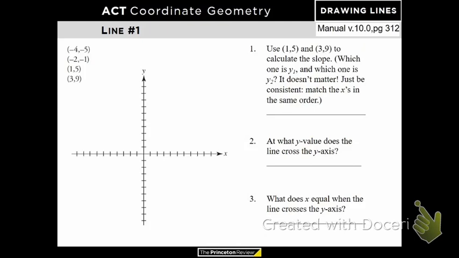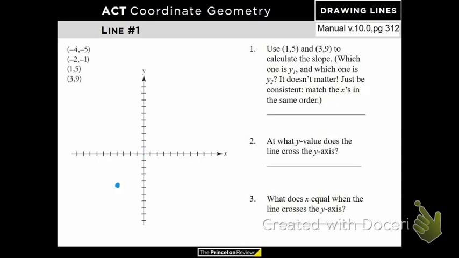So this first page here, it wants us to plot these points to graph the line and then answer some questions about it. So I'm going to go ahead and graph these first. Remember that the first coordinate is the x coordinate, and then the second is the y. So the first one tells you how you're moving left or right. The second one tells you up or down. So for the point -4, -5, if I start here at the origin, I'm going to go left 4 units and then down 5 units, and then plot that point.